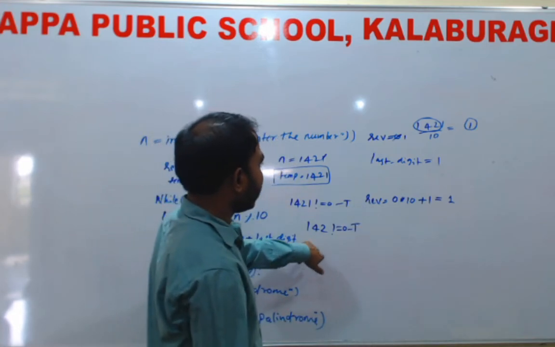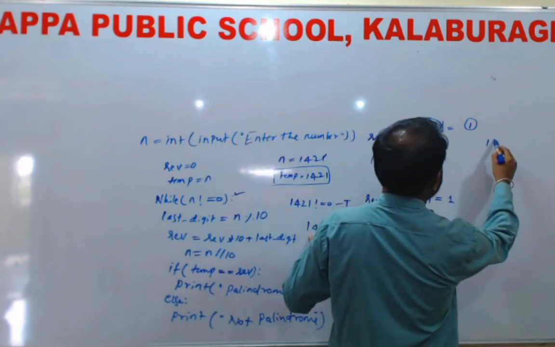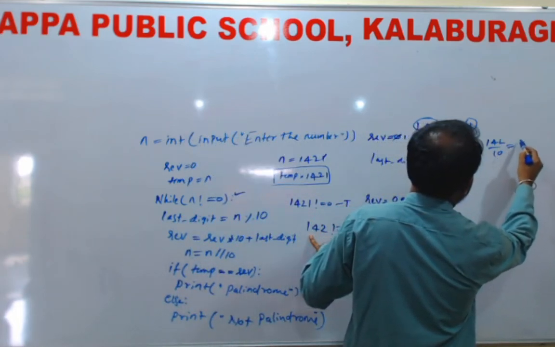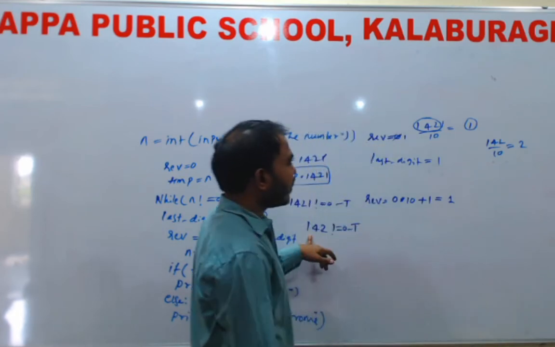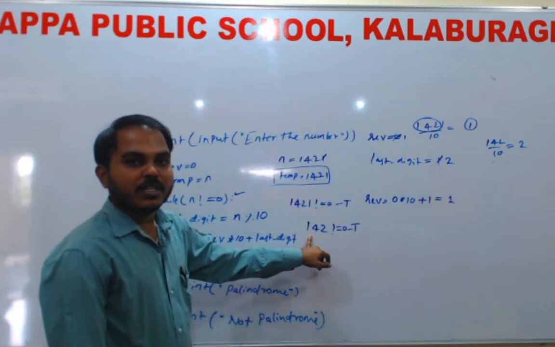Now we came to what? So last digit. So 142. If I divide with the 10, what remainder do I get? 2 here. Next. So this becomes what? My last digit number is 2 now.